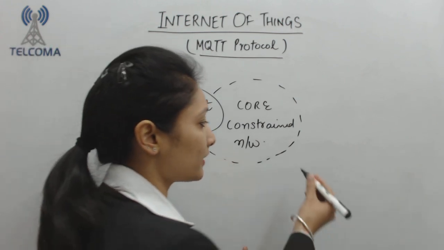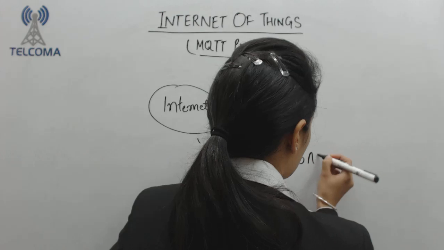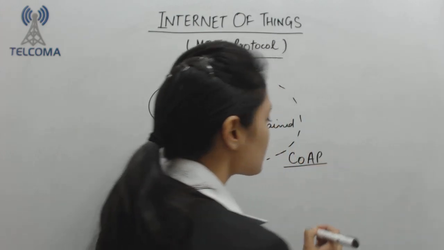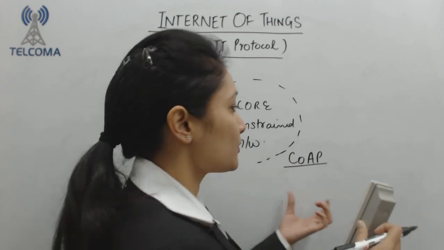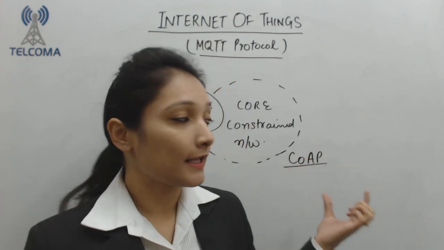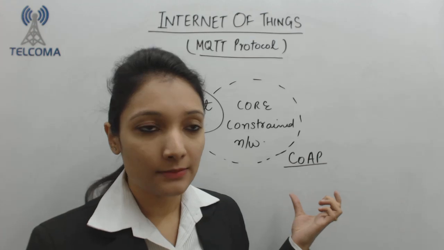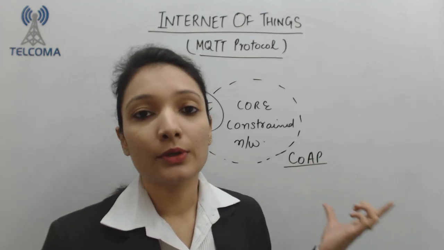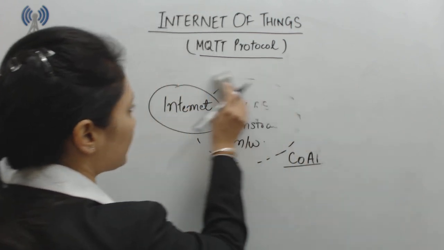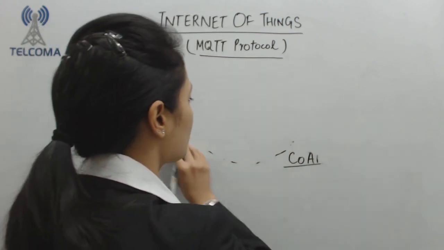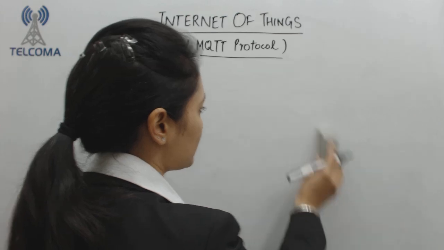Now, as we have studied, the CoAP protocol, which is the Constrained Application Protocol, is used in alignment with HTTP. This protocol uses UDP, which is the User Datagram Protocol. So today we will study the next protocol, which is MQTT.